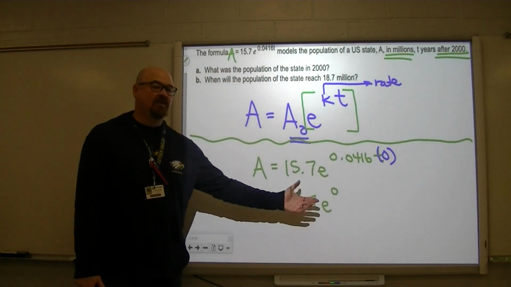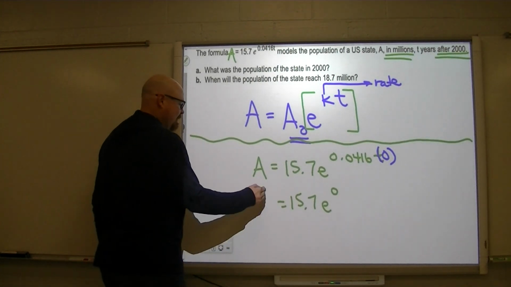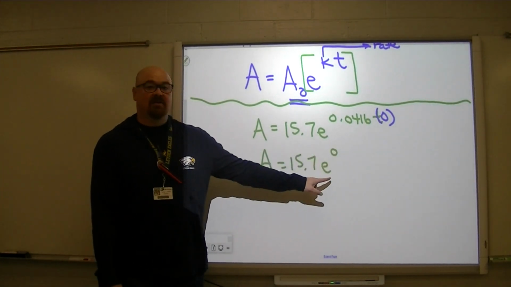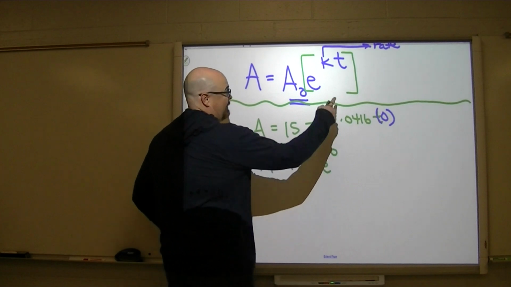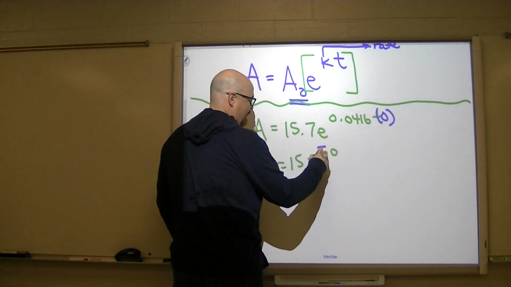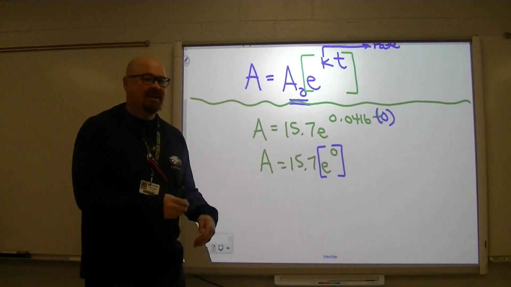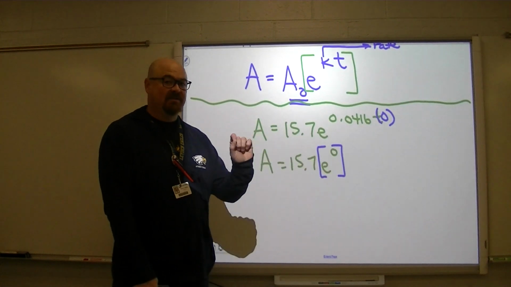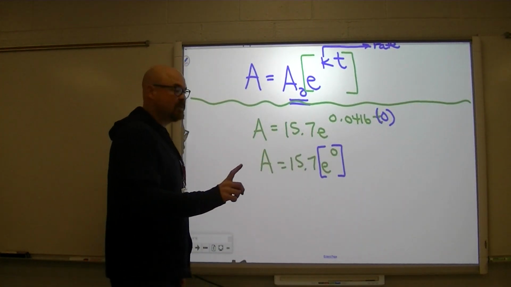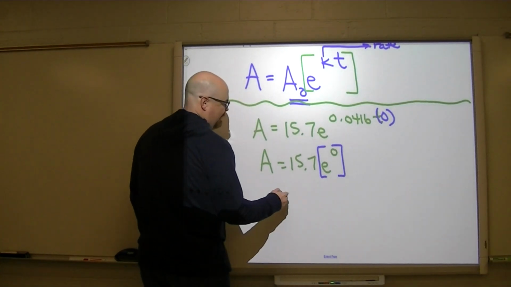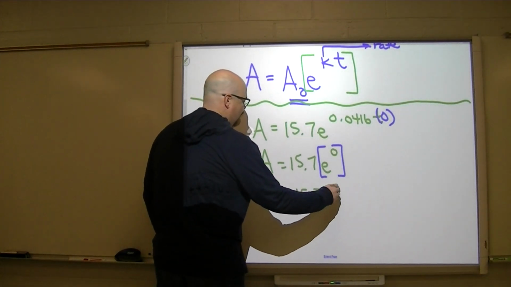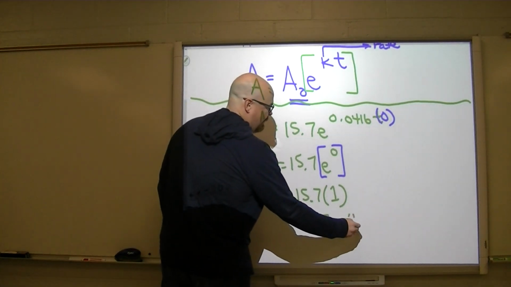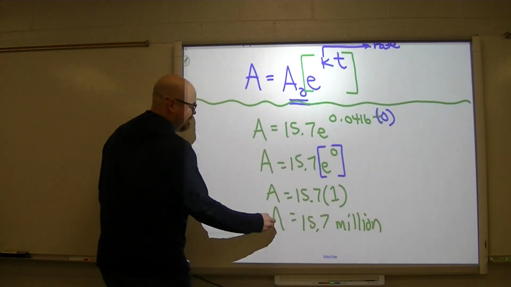Now when we go to calculate this, you could type it into a calculator, and I wouldn't fault you for doing that, but you don't have to, because anything raised to the 0 power is 1. I'm going to emphasize the same thing I emphasized up here. Even though it's touching the 15.7, that's a power that has a value. So e to the 0 power is 1. Really what this becomes is 15.7 times 1, which is 15.7. That's 15.7 million as the population of the state.